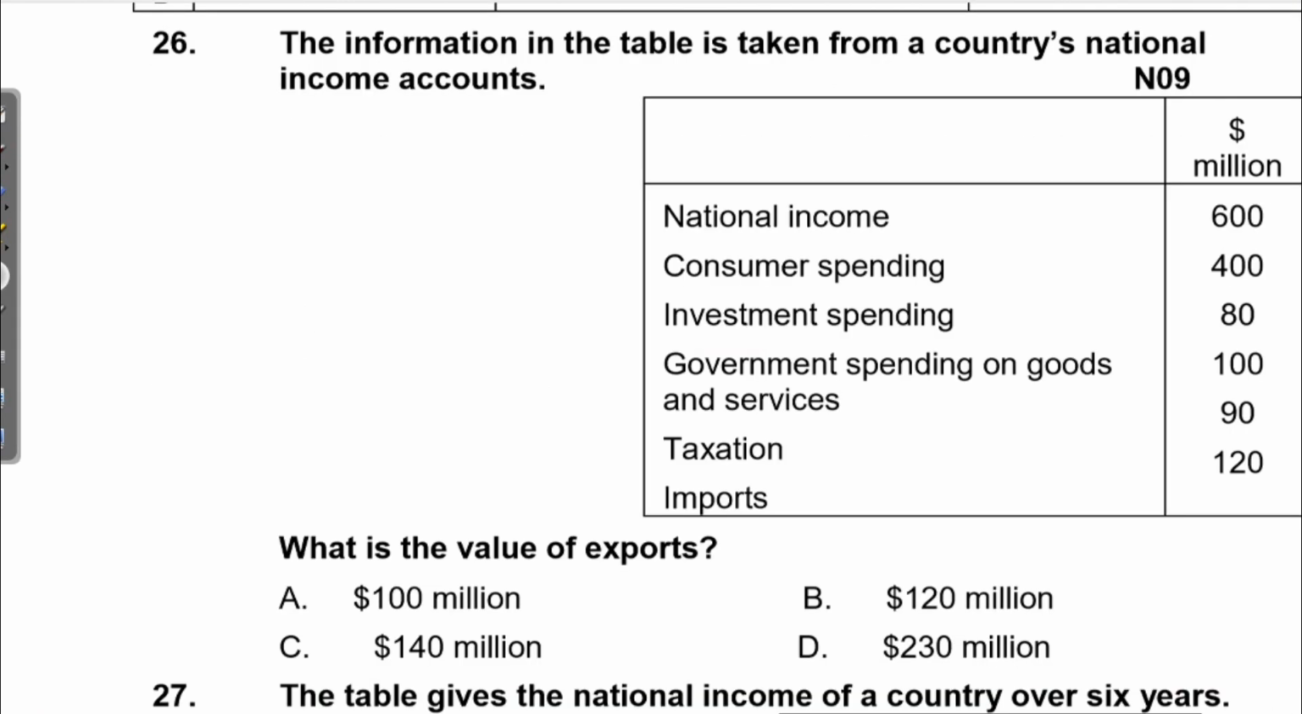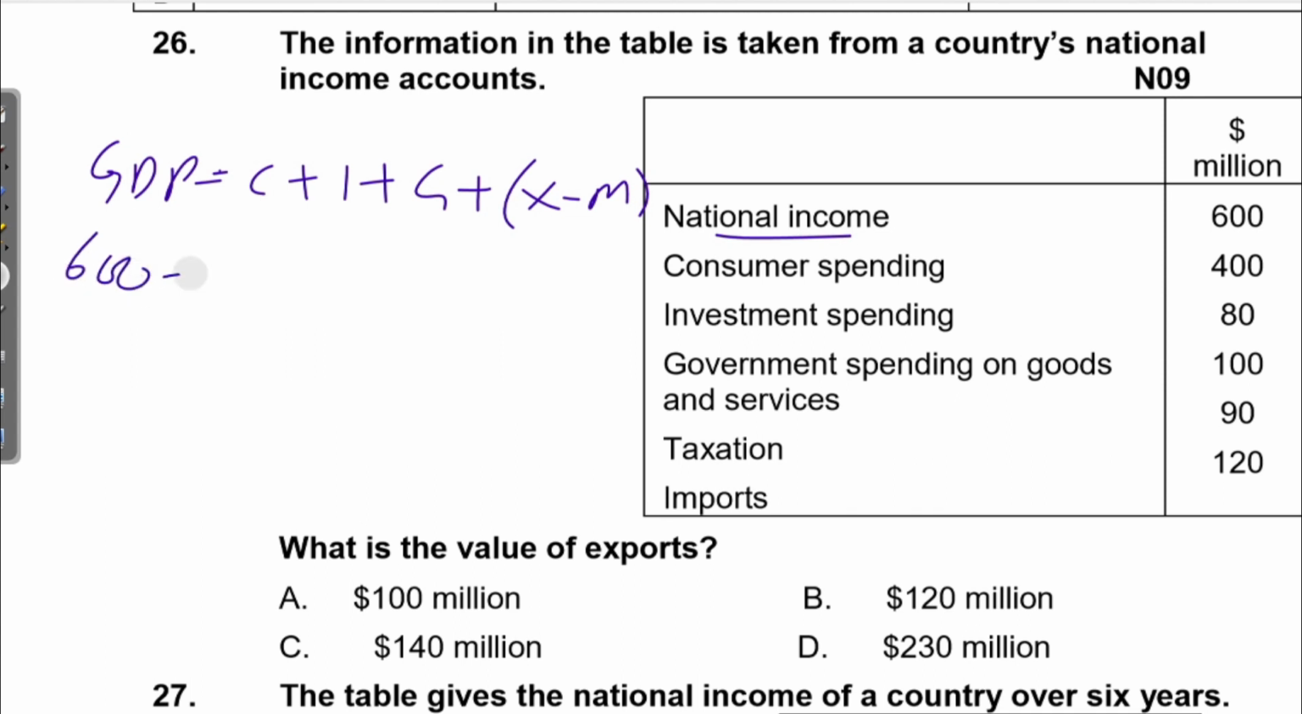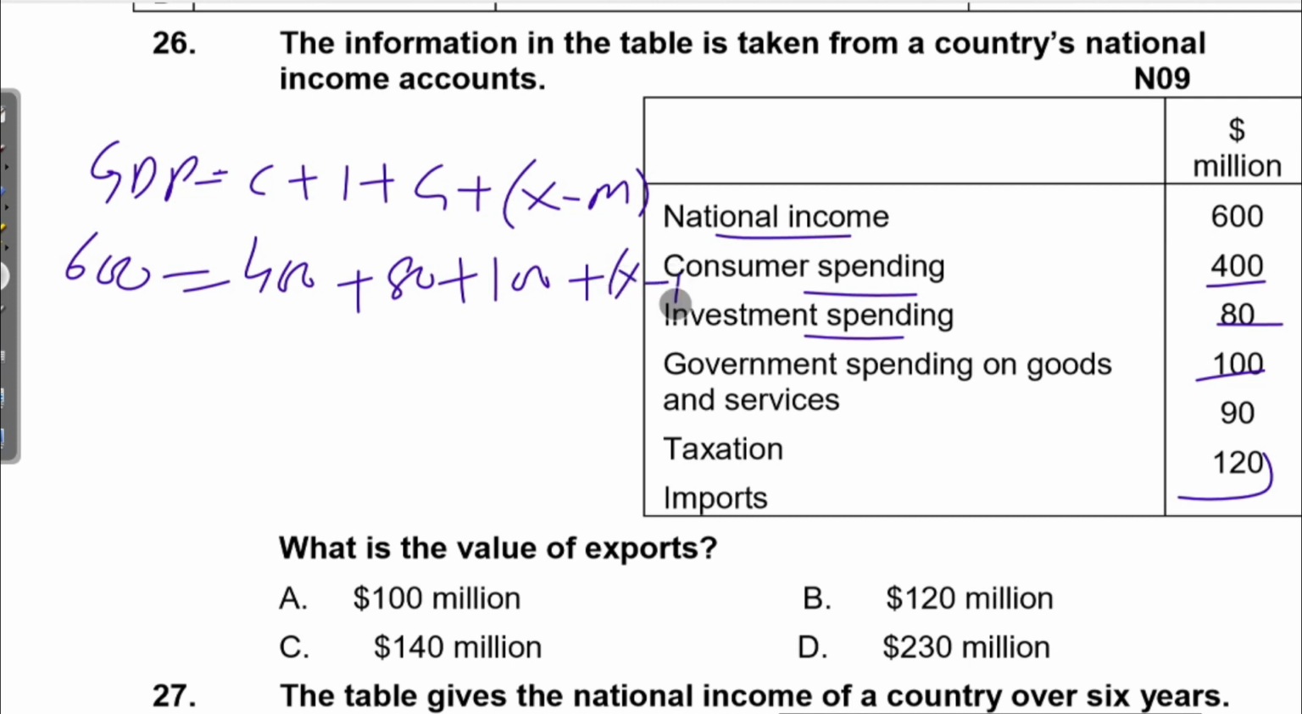Okay, in this question again we will use the formula GDP is equal to C plus I plus G plus X minus M, and again plug these values into the formula. National income is equal to 600, consumer spending is equal to 400, investment is 80, government expenditure is 100, plus we have imports 120, so X minus 120.